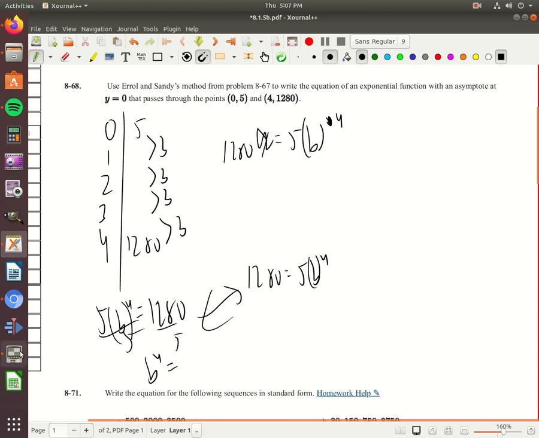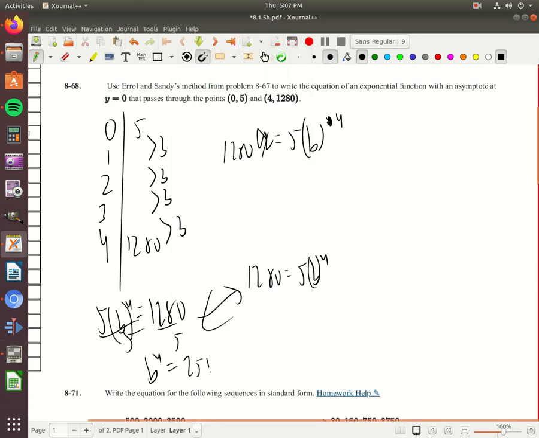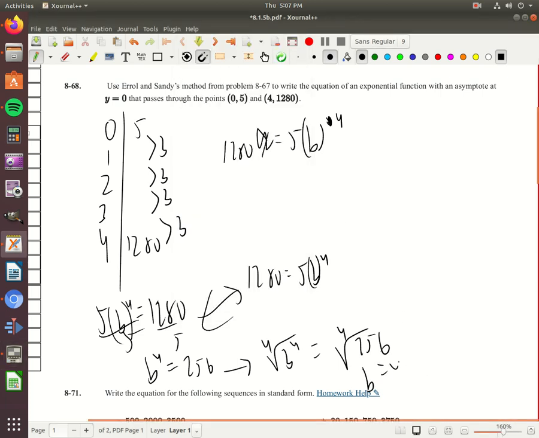b to the fourth is going to equal 1280 divided by 5 equals 256. Again, I now need to, I guess I'll go sideways, fourth root these things. So I'll grab my calculator, I'll go 4, math, option 5. So the fourth root of 256 equals 4. So I know that b equals 4. So my equation here is going to be y equals a is 5, b is 4 to the x.